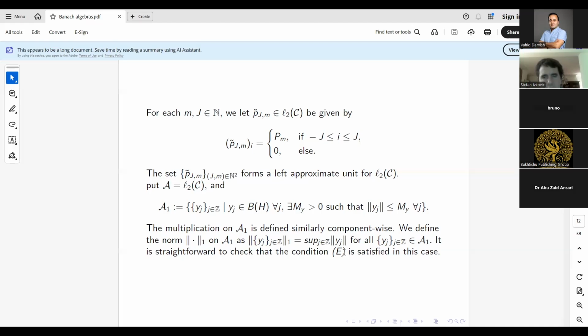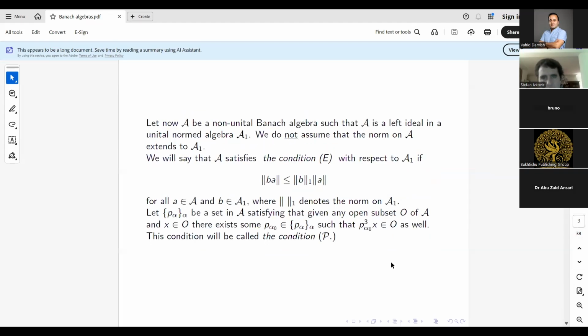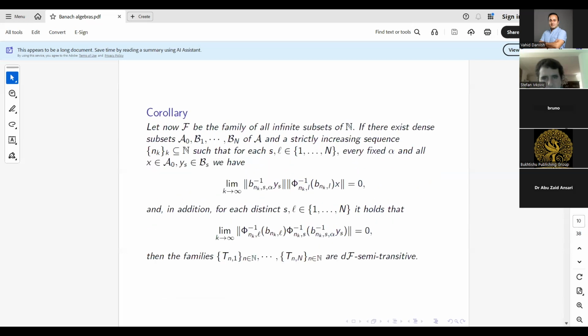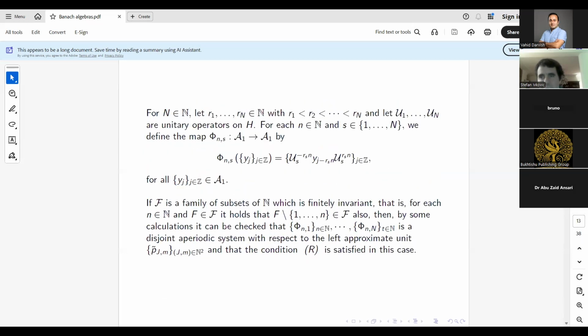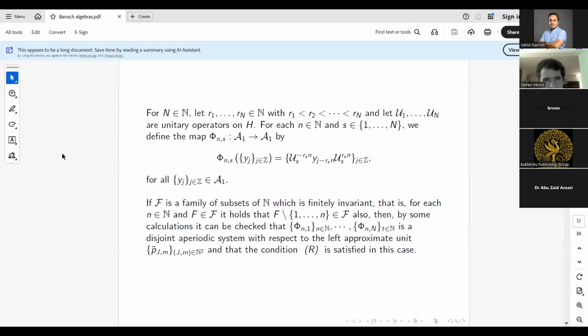And then you can check that this condition E, let us recall once again the condition E in the beginning, it is satisfied in this concrete case. It is easy to check, straightforward. And now you see in this concrete example that in fact we have two different norms, one norm on A and another norm on A1. But the condition E is crucial to ensure the boundedness of left multiplication operator.